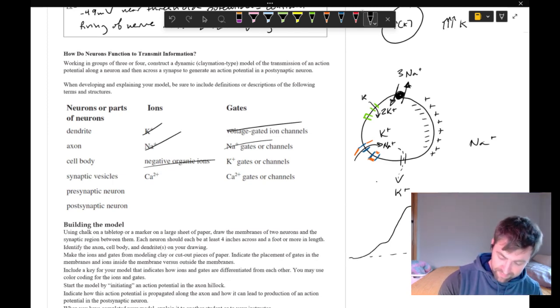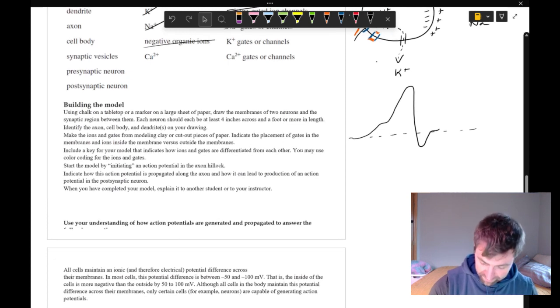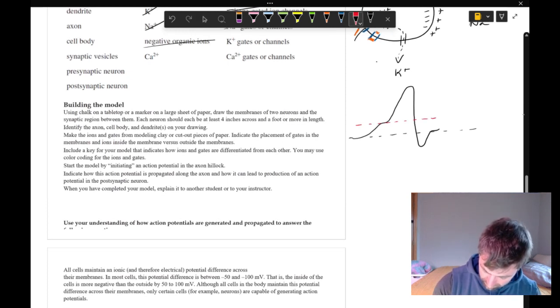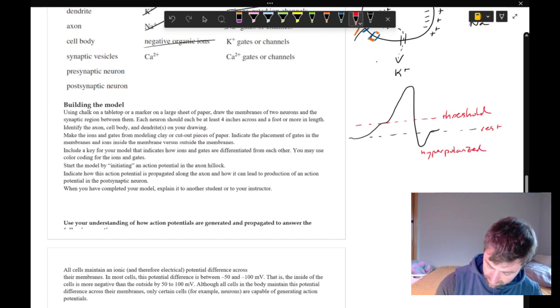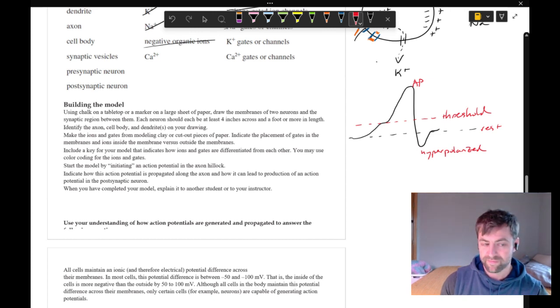There's your rest. There's your peak action potential. Cool. That's also a good one to be able to draw from memory.